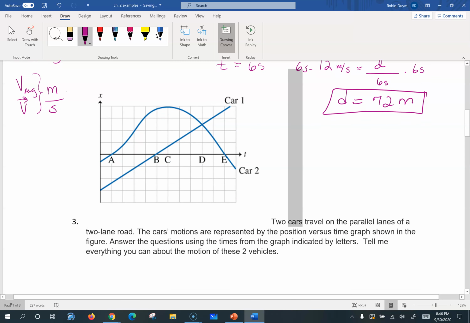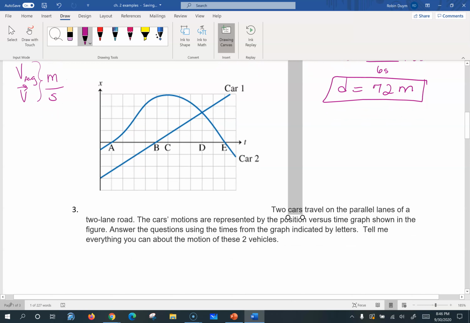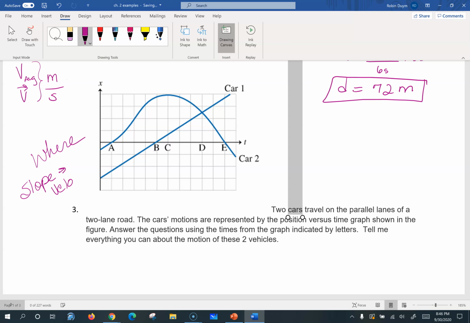All right, let's keep going. Here we have two cars. They're driving parallel to one another. And tell me everything that you know about the motion of these two cars. Well, from the other PowerPoint, we know that you look at a few things with this. Your X versus T is telling where. And then think, what does the slope tell you? The slope tells you velocity, which tells you how fast, and something else very important, what direction.